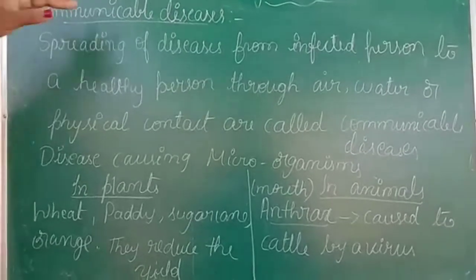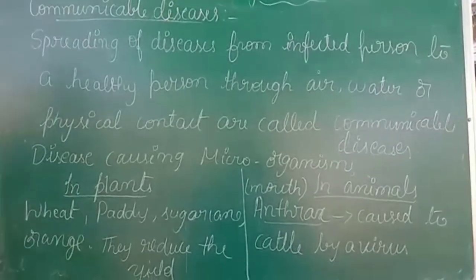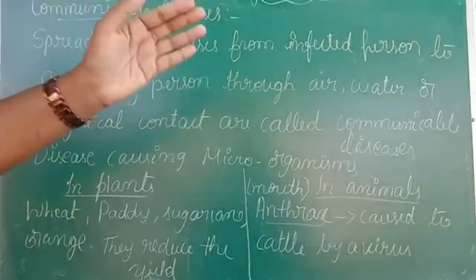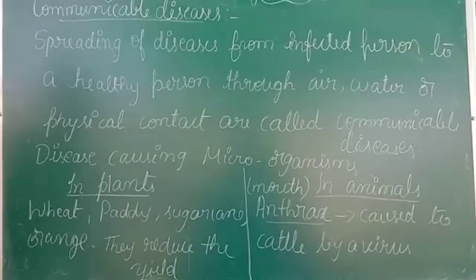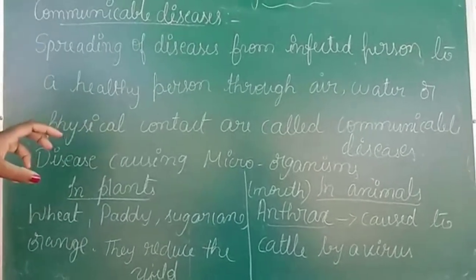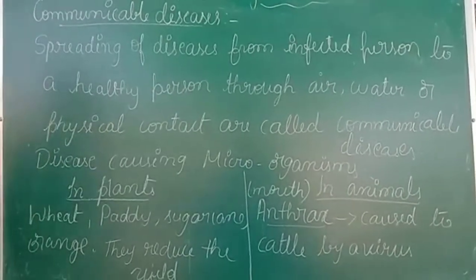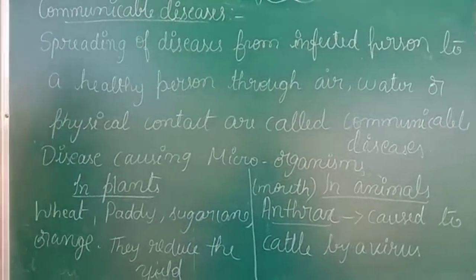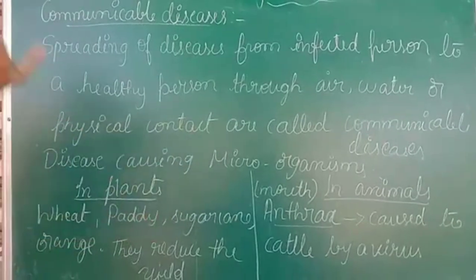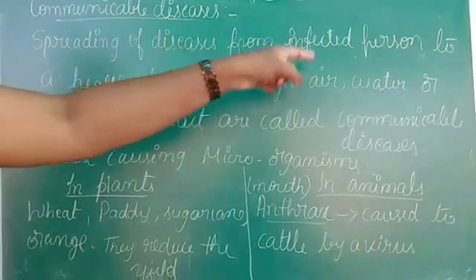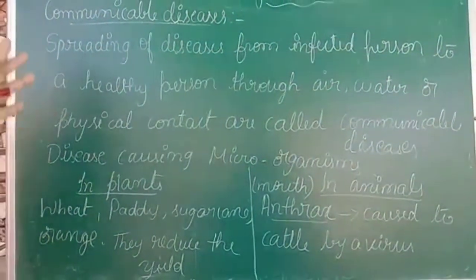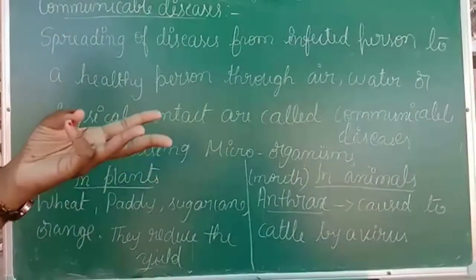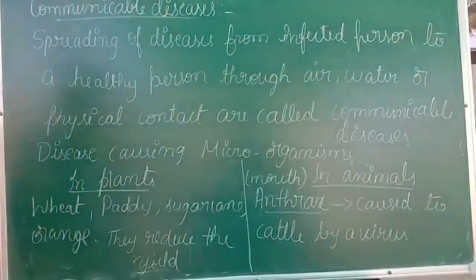We'll move on to communicable diseases. Now, what is a communicable disease? Spreading of diseases from an infected person to a healthy person. One infected person already has a certain type of disease in his body, and that disease will be transferred to a healthy person. How? Through air, through water or through physical contact. These are the three main sources of transferring the disease, that is air, water or physical contact.